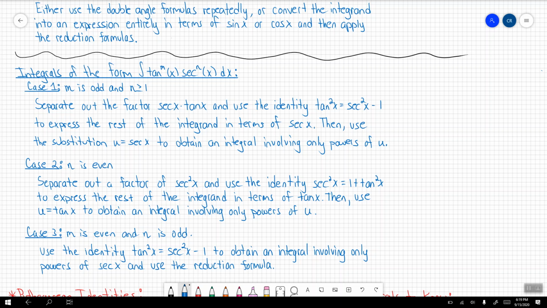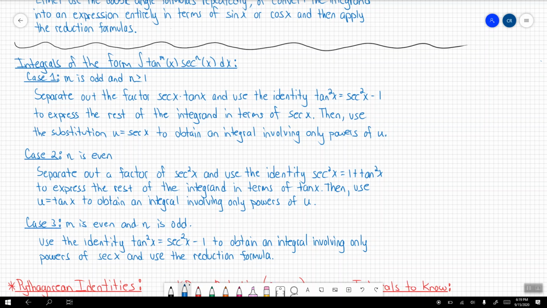In this particular case, what we do is we use the identity tangent squared x is equal to secant squared x minus 1 to obtain an integral involving only powers of secant x, and then we use the reduction formula. Now, you might be asking, well, Mr. Castro, what are those reduction formulas?